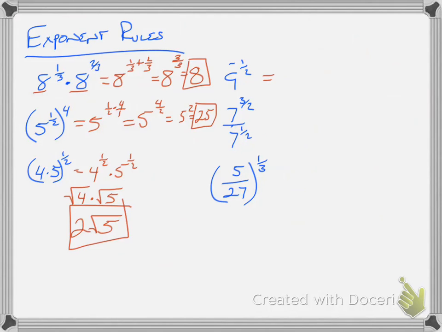Negative exponent, we already talked about this one. That's going to move to the denominator. And then 9 raised to the 1/2, well, that becomes the square root of 9, and the square root of 9 is 3, so it simplifies to 1/3.